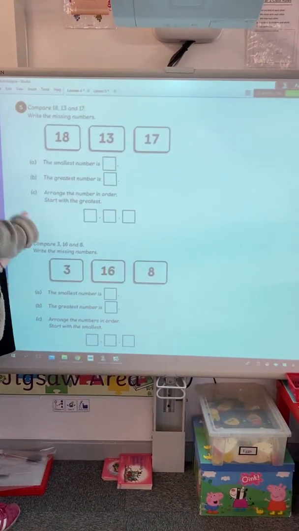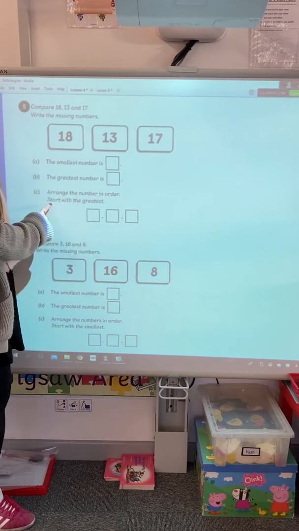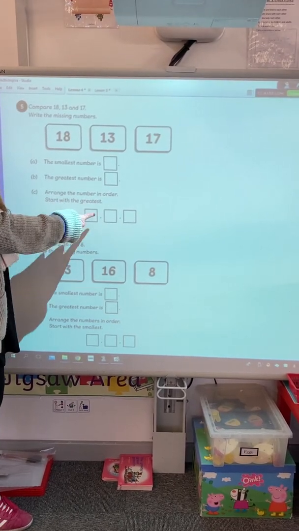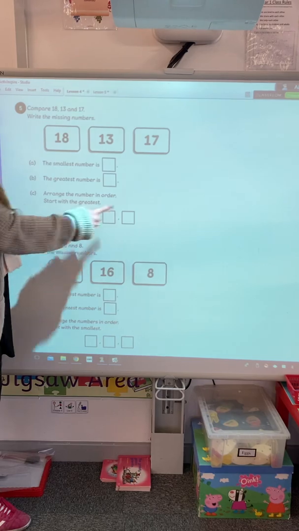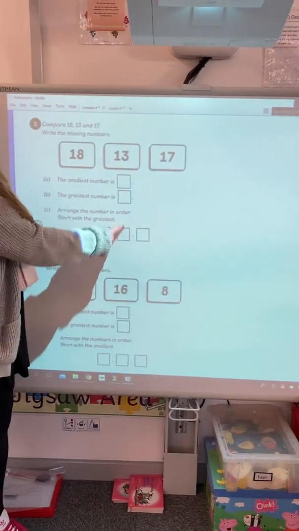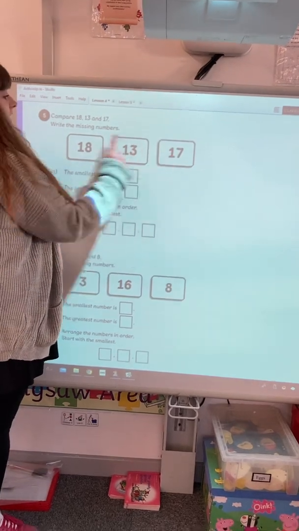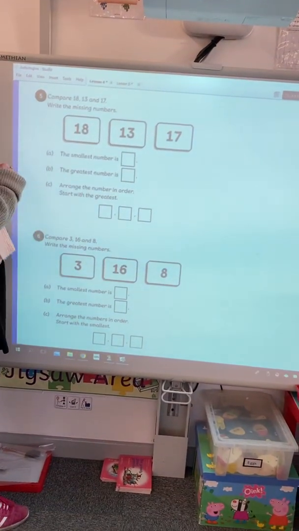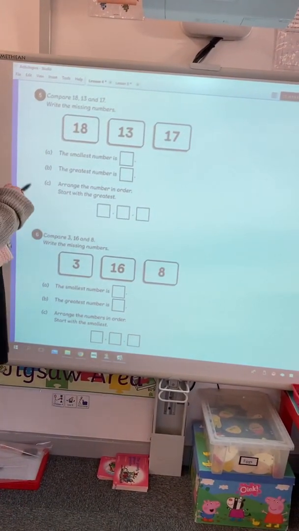Write it in there. And then can you arrange the numbers in order, starting with the greatest? So the biggest number goes in here, the smallest number goes in here, and the number that will be left over will go in the middle, okay? You've got to use these 3 numbers at the top given to you though. And then the same for this bottom one.